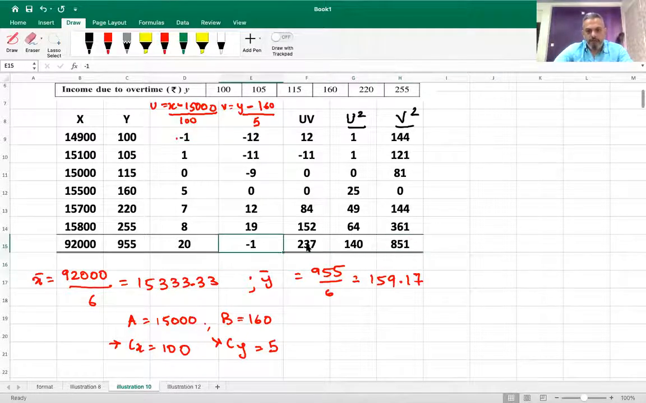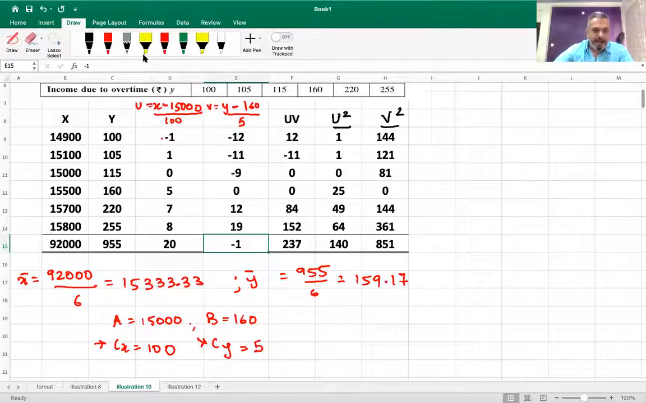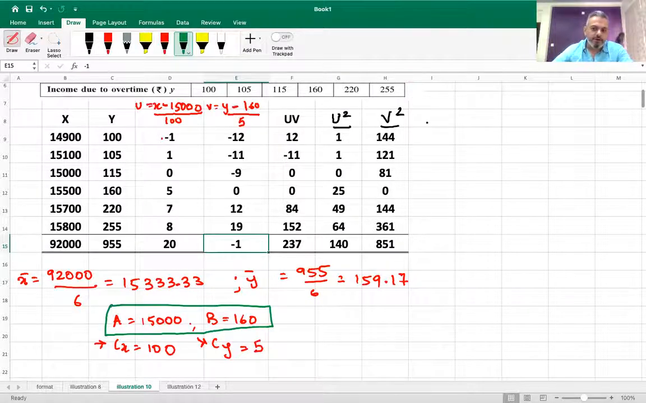So now we have sigma uv, we have sigma u square, we have sigma v square, we have sigma u, we have sigma v. Now an important point over here is that 15,000 and 160 are our assumed means. There's a very tricky sum based on this, which can come in your exam for 5 marks. So please understand the concept. Over here, x minus 15,000 is not the mean, it is an assumed mean, and y minus 160, 160 is not your mean, it's your assumed mean.